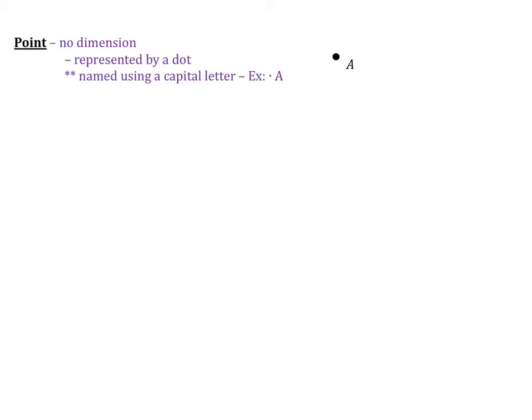Our first term is a point. A point has no dimension, and so we have to represent it using a dot, and we name points with capital letters. For example, over to the right you'll see point A.